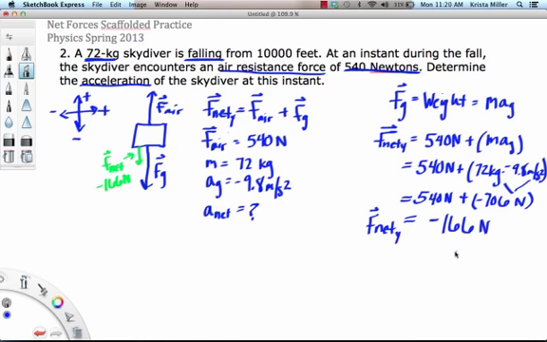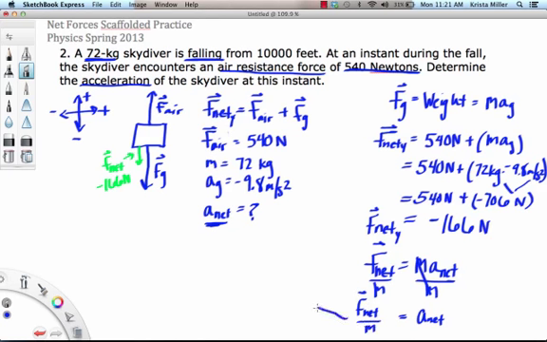So negative 166 means 166 down. We also know F net equals ma, or you could say ma net, same idea. That's really helpful because I know mass and I know my net force. So now my goal is to find my net acceleration. I can do that by dividing my mass out on both sides. So a net is going to equal F net divided by mass.